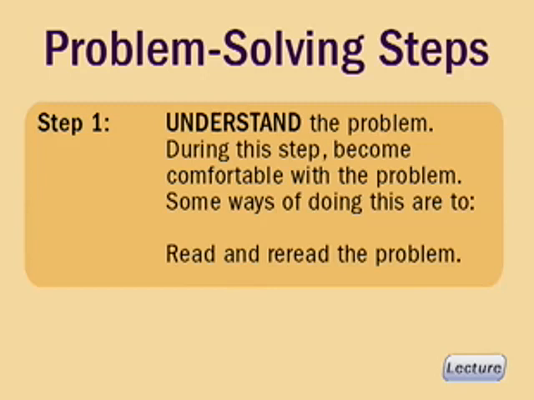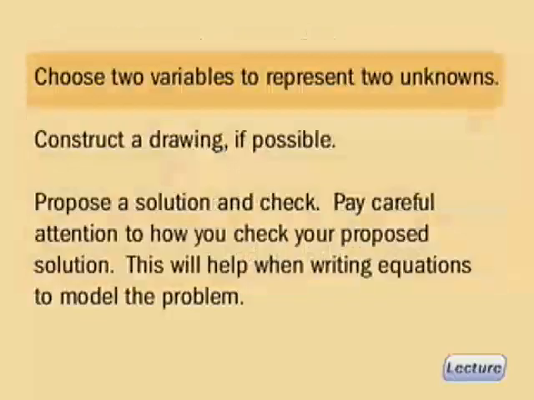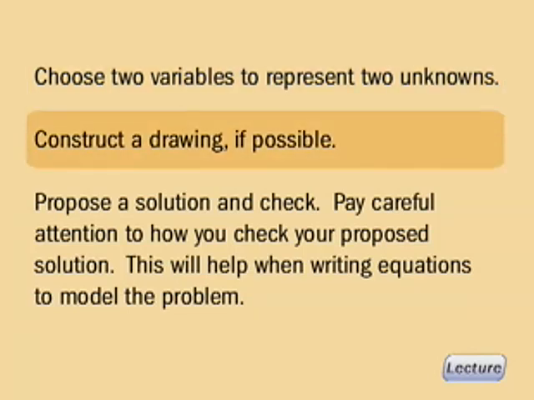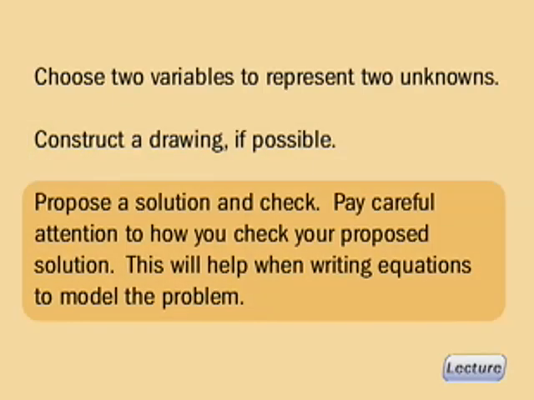During this step, become comfortable with the problem. Some ways of doing this are to read and reread the problem, and choose two variables to represent the two unknowns. This is a little bit different than before. Construct a drawing if possible, propose a solution and check. Pay careful attention to how you check your proposed solution. This will help when writing equations to model the problem.